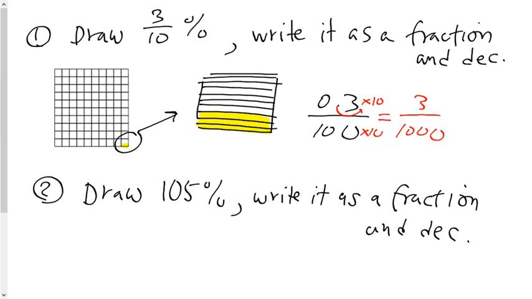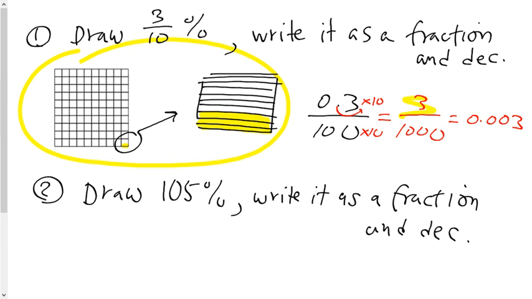So now we have 2 parts done. We have the drawing done. We have the appropriate fraction done. And if I read that 3 over 1,000 as 3 thousandths, I can write it as a decimal as tenths, hundredths, thousandths. So there's my picture. There's my fraction. And there's my decimal.